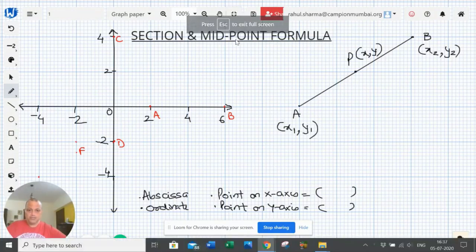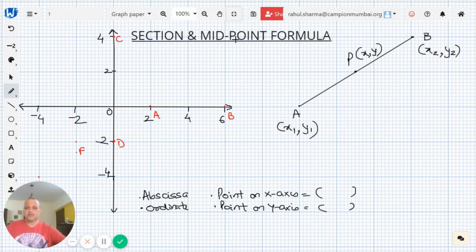Hi guys, let's look at the next chapter. The next chapter that we start is section and midpoint formula. Now in grade 9, we've done a couple of things.